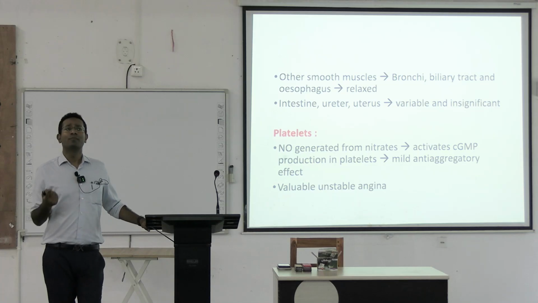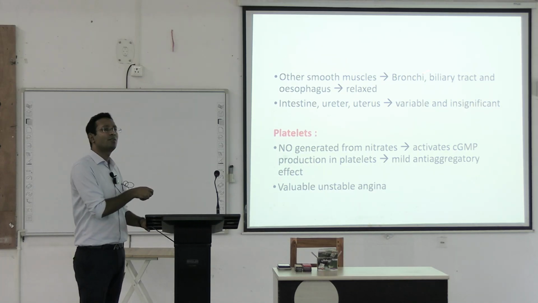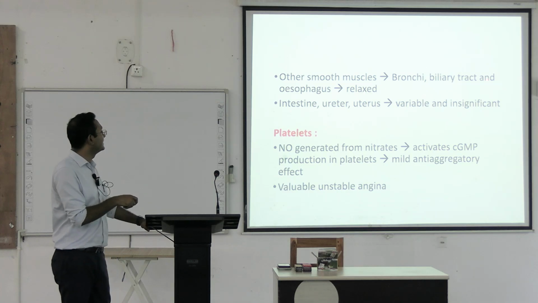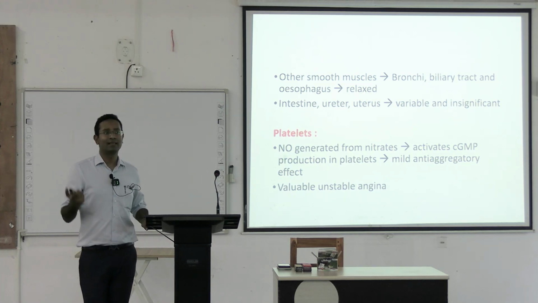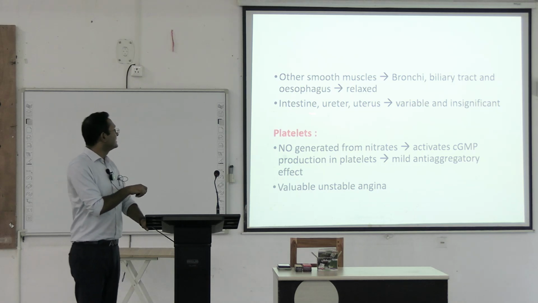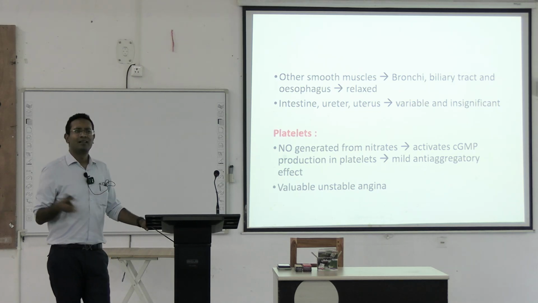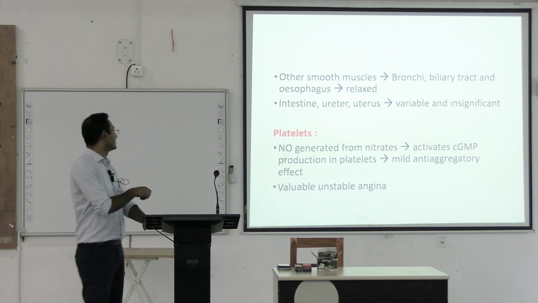Now, it is a smooth muscle relaxant, so other smooth muscles also get relaxed. Bronchi, biliary tract and esophagus are relaxed. So, any use you can think of from this action? Biliary colic and esophageal spasm are also relieved with nitrates. Intestine, ureter, uterus, the effects of nitrates on these are variable and insignificant, you can ignore.